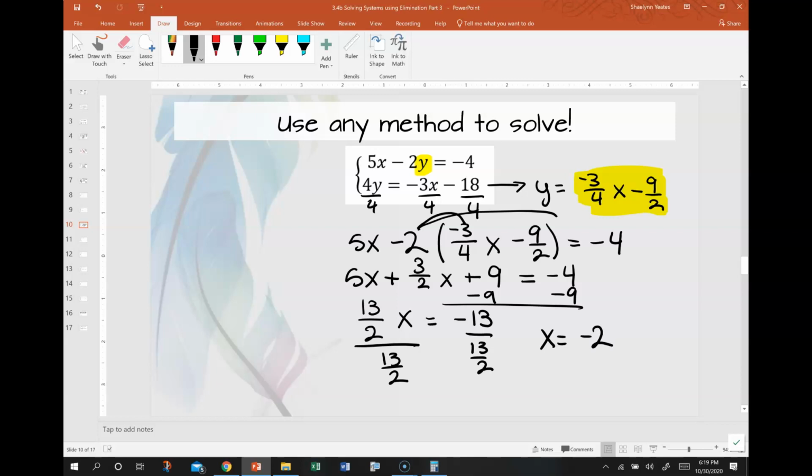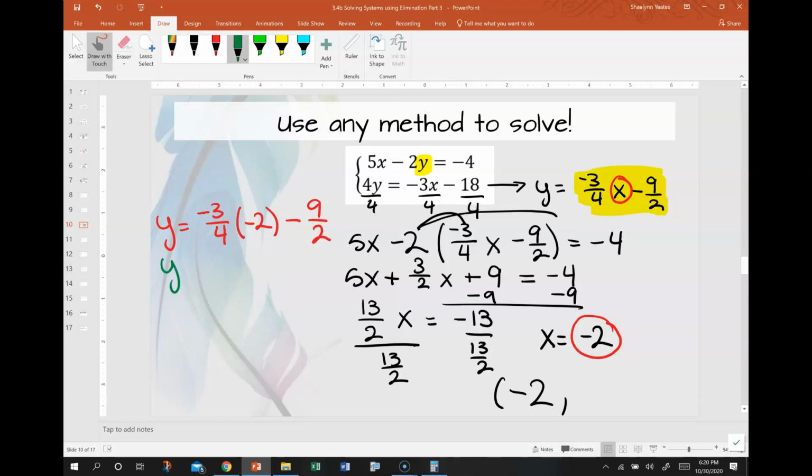Okay, so we have the first half of our answer. We have negative 2, comma. We don't want to know what y is yet. So we're going to use this negative 2, and I'm actually going to plug it in right here. So I've got y equals negative 3 over 4 times negative 2 minus 9 over 2. So I have y equals, this becomes 6 over 4 minus 9 over 2. Well, 6 over 4 we can reduce. I've done it before. Goes to 3 over 2 minus 9 over 2. Well, 3 minus 9 is 6.